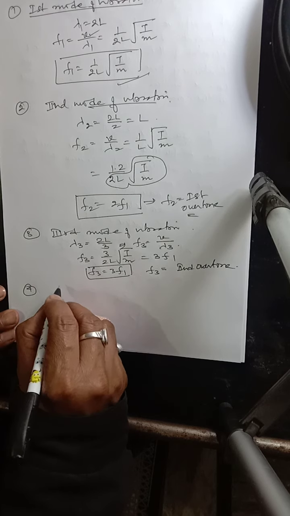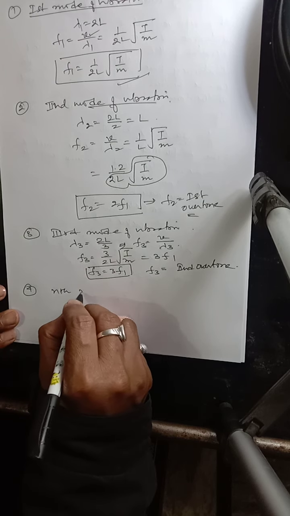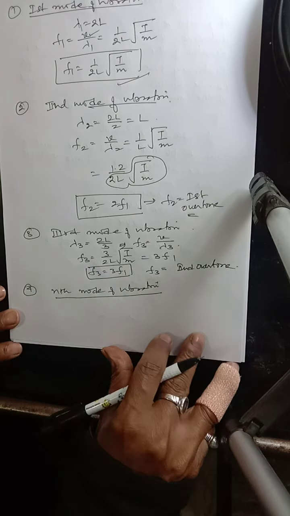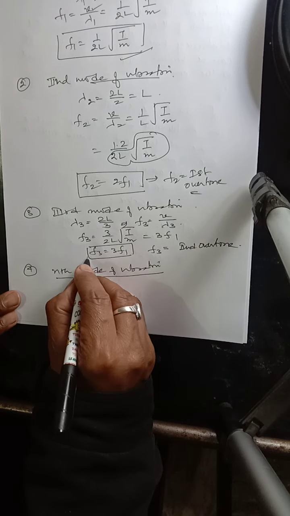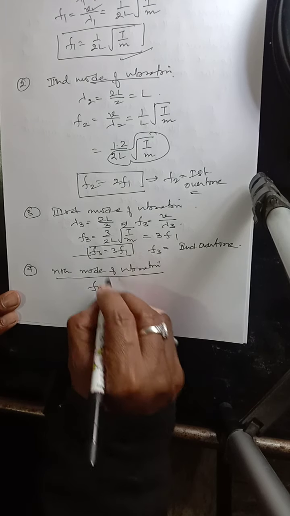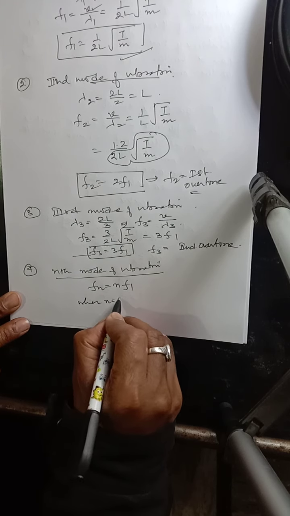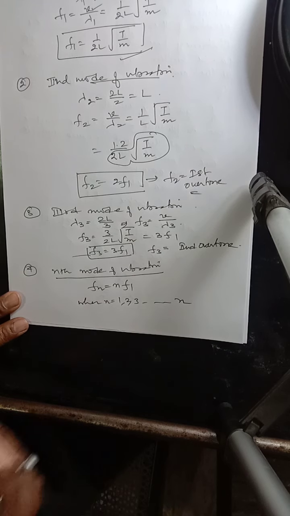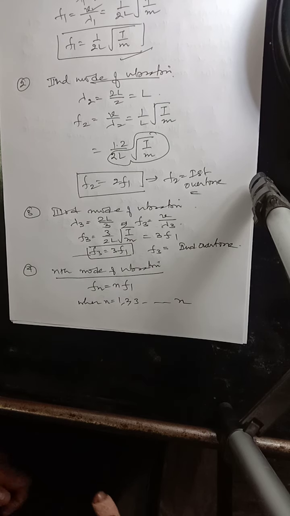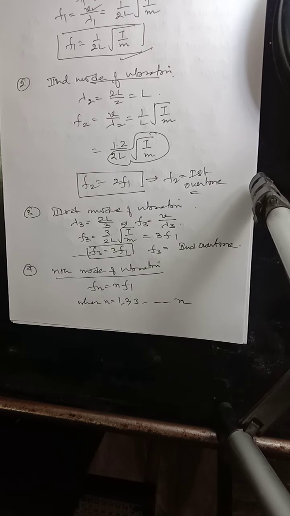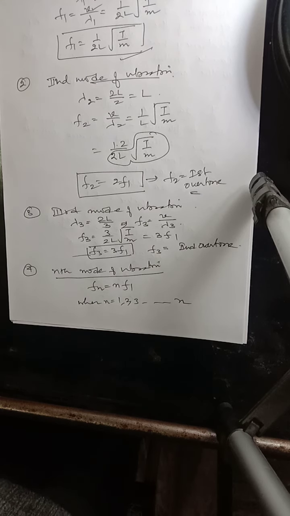Next, I am directly writing the nth mode of vibration. Fn is equal to nF1, where n is equal to 1, 2, 3 and so on. So this is the generalization to find the frequency for the standing waves in an open pipe, where both ends of the pipe are open.